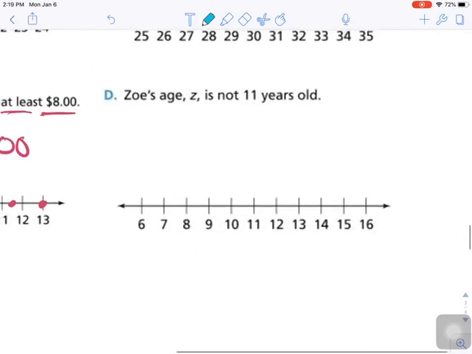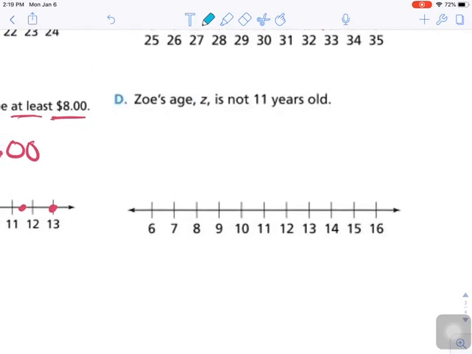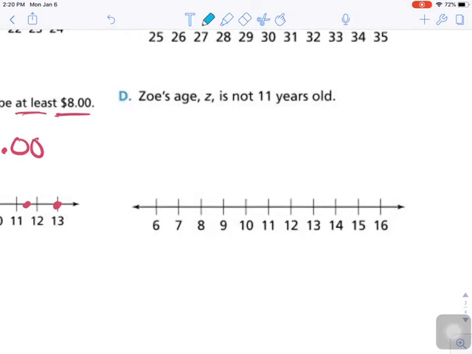All right, last one, D. Zoe's age Z is not 11 years old. So let's think of some possible solutions. If it's not 11, she could be 14. She's not 11, she could be 12. But she could also be 7, 9, 10, or 6.